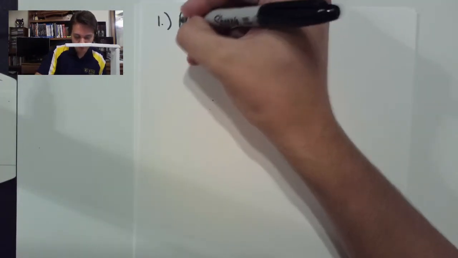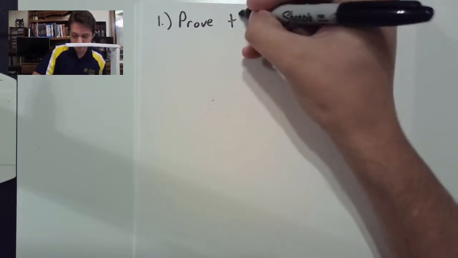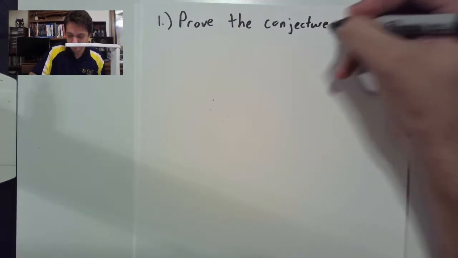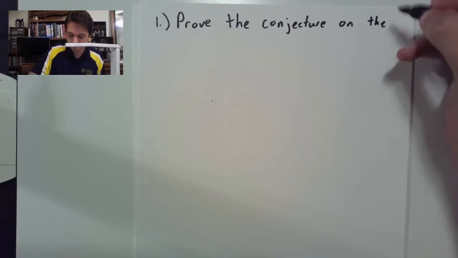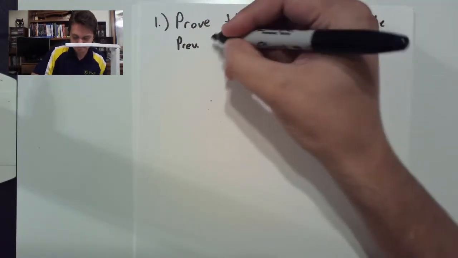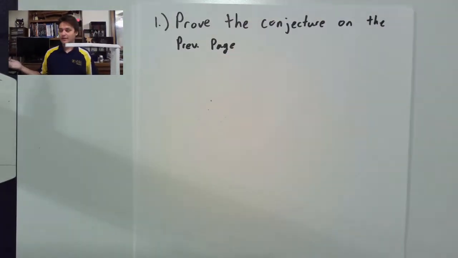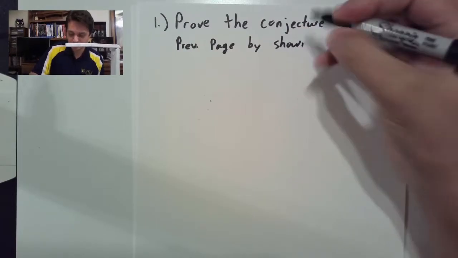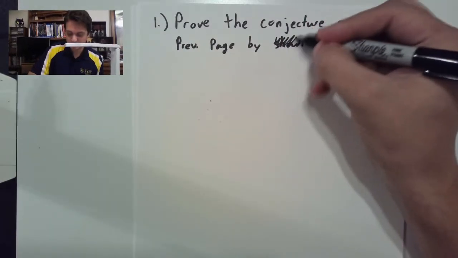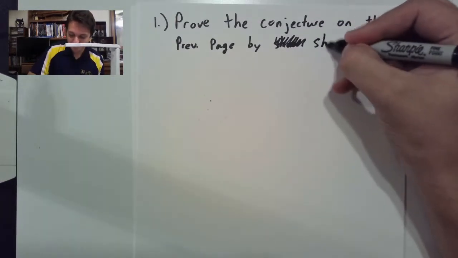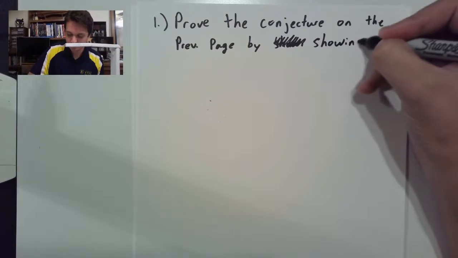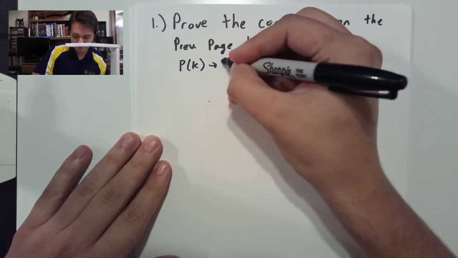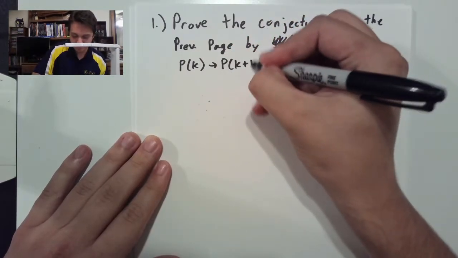We're trying to prove the conjecture on the previous page. And how are we going to do that? We are going to show, you'll have to pardon me not being able to write, that P of k implies P of k plus 1.